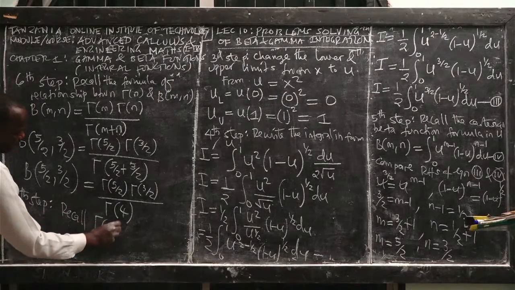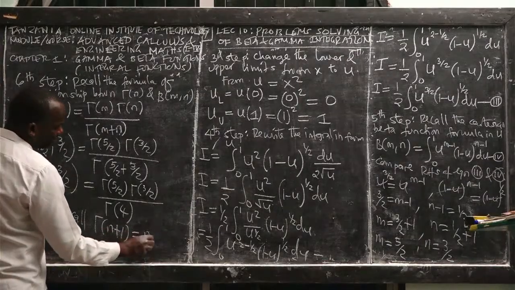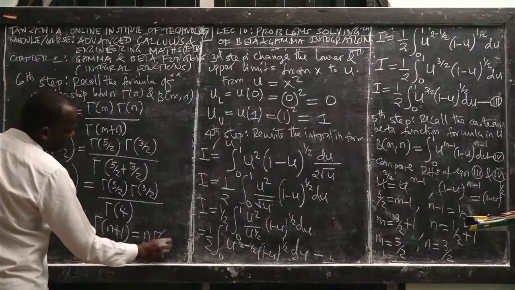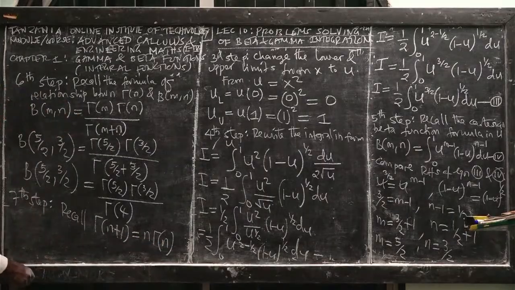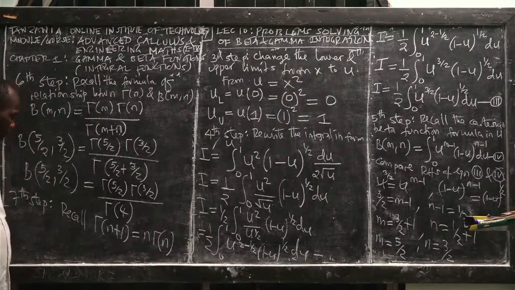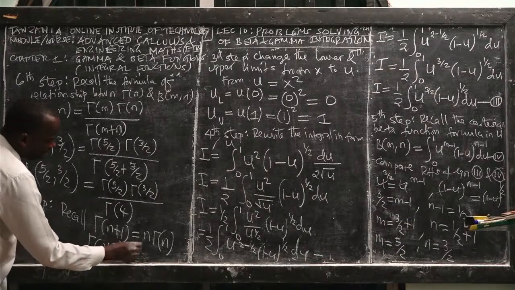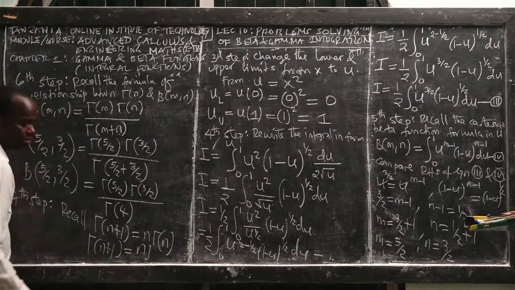Recall: gamma of n plus 1 is equal to n gamma of n. This is the second property of gamma. But also the first property of gamma: gamma of n plus 1 is equal to n factorial.